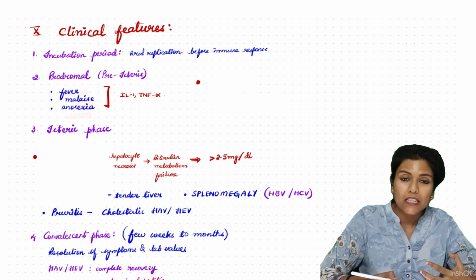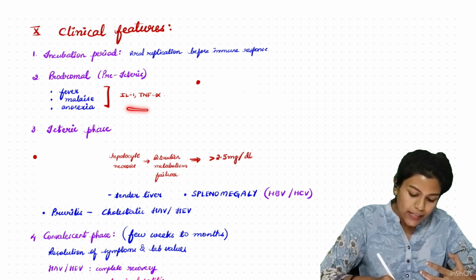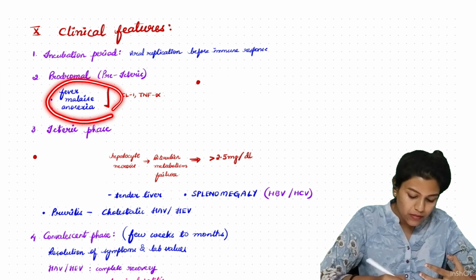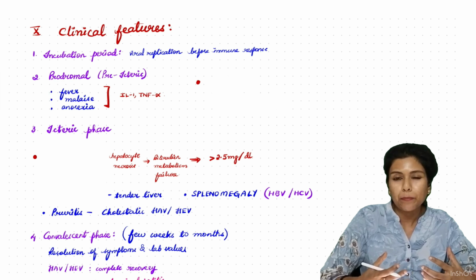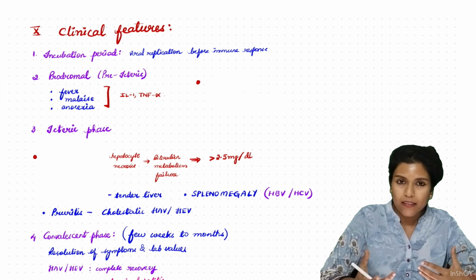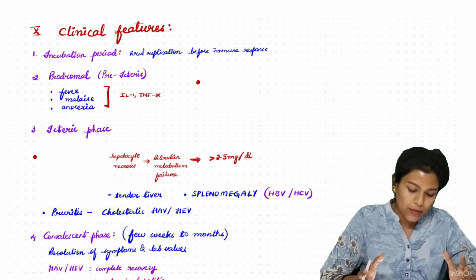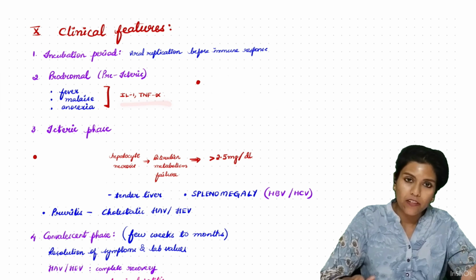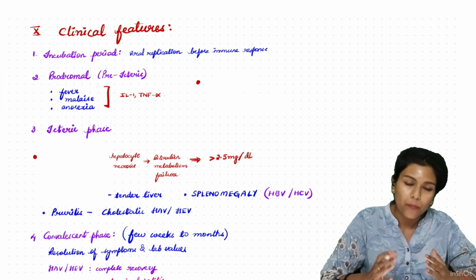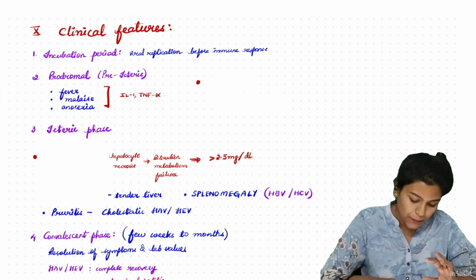Coming to the prodromal phase. Prodromal means before jaundice develops, the generalized systemic symptoms like fever, malaise, anorexia, as we have discussed, are because of interleukin 1 and TNF alpha, secreted by the macrophages. These are responsible for the generalized symptoms like fever, anorexia, malaise, weakness and easy fatigability. All these are because of interleukin 1 and TNF alpha. This is the pre-icteric, or pre-jaundice, period, the prodromal phase.